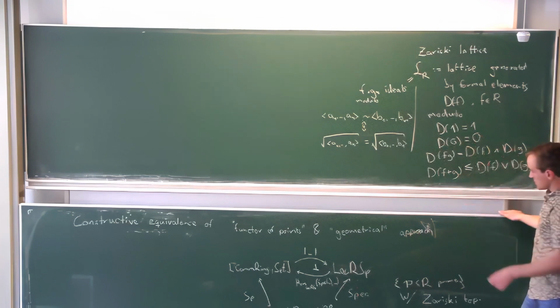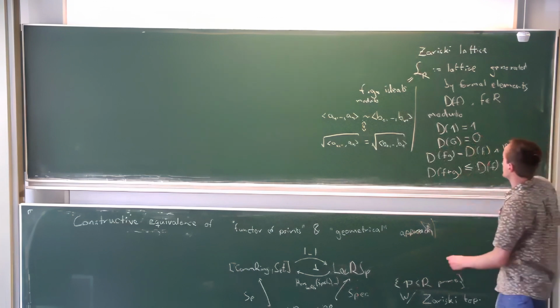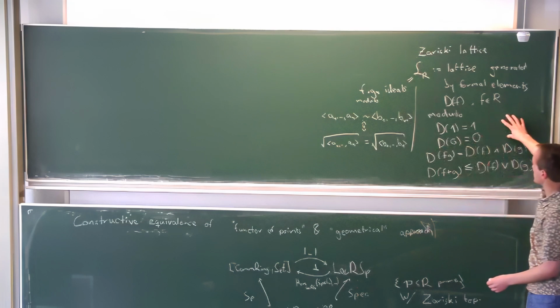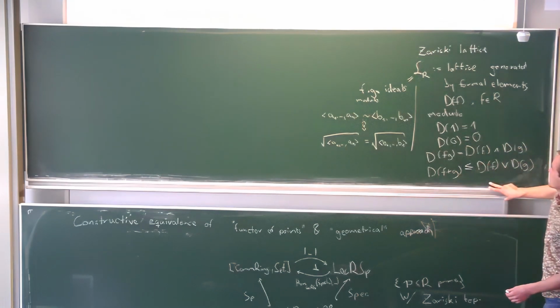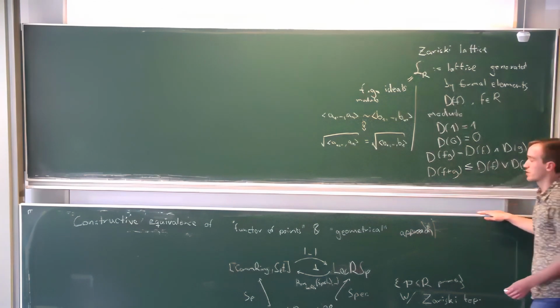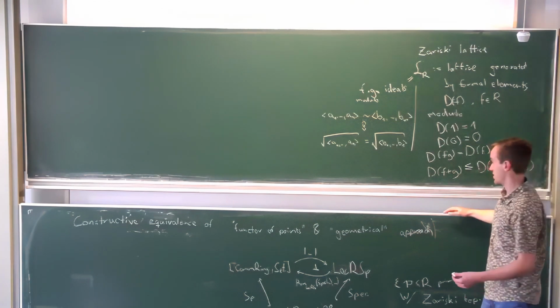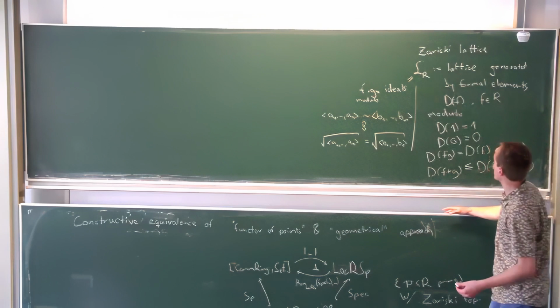So the question is, in what sense does the Zariski lattice with the structure sheaf define a locally ringed lattice, and how does that relate to locally ringed spaces?